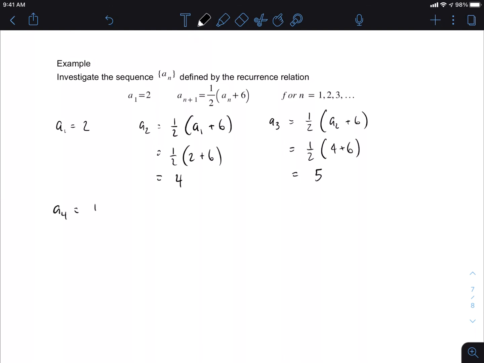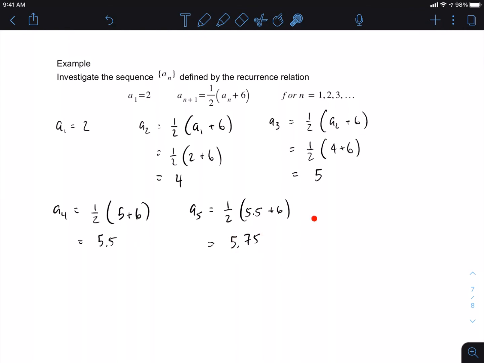A sub 4 then will be 1/2 of 5 plus 6, which should give me 5.5. A sub 5 would be 1/2 of 5.5 plus 6, which will give me 5.75. And I'll just do one more, or that's probably enough. So what do we see happening to our values? It's going from 2 to 4 to 5 to 5.5 to 5.75.